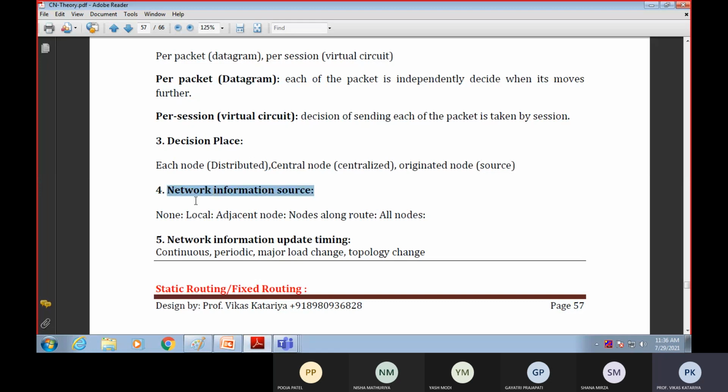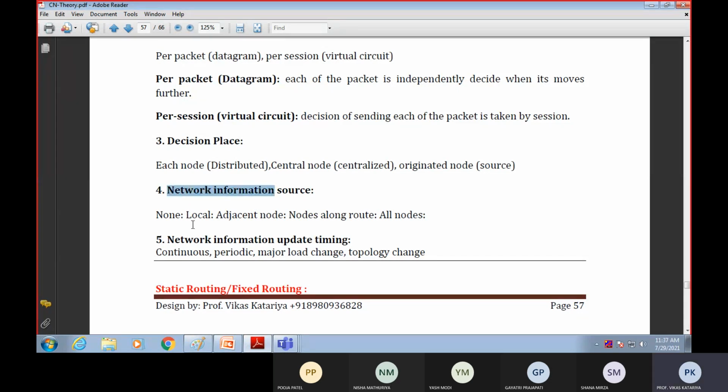Network information. How much information can a node contain about the network? Because we know that there is a routing table. The routing table tells us various information about the network. What is the IP address of the source machine? What is the IP address of the destination machine? What is the port address of the sending machine? What is the port address of the receiving machine? MAC address and all that. So much information is contained by the table, which is called a routing table.